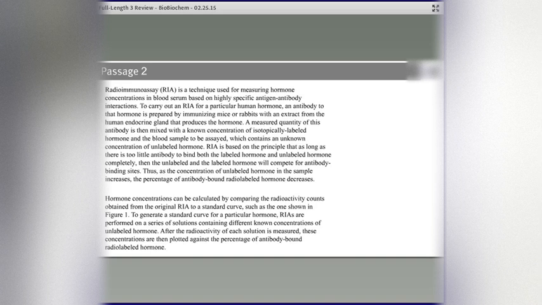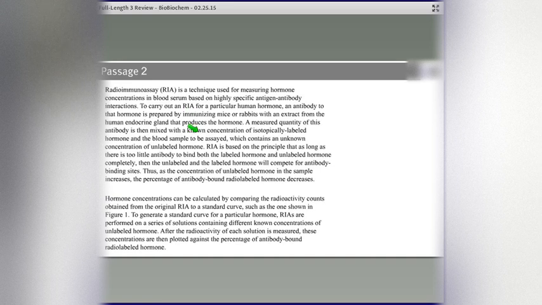And then if we take a look at the blood sample that we're going to assay, it's going to have that same hormone in there, but it's not going to be labeled. So we have antibodies, we have unlabeled hormones, and we have labeled hormones. Well, the labeled hormones and the unlabeled hormones are still going to be competing for that antibody. Now we'll see a diagram of this on the next page.